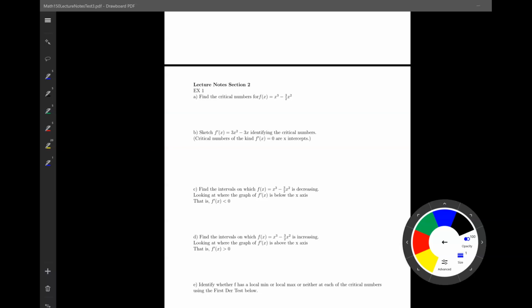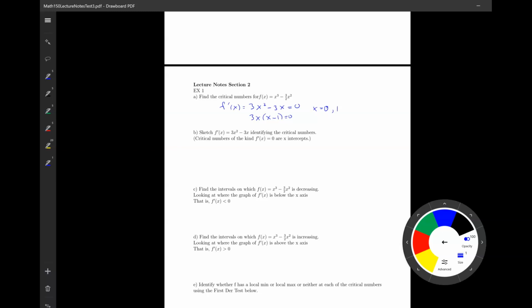All right, so we remember how to find critical numbers. That's setting the derivative equal to 0 or doesn't exist. So if I take the derivative here, I get 3x squared minus 3x. There's no place where this doesn't exist, so let's set it equal to 0. Factor out the 3x, so I get x minus 1. So I get x equals 0 and x equals 1 as critical numbers.